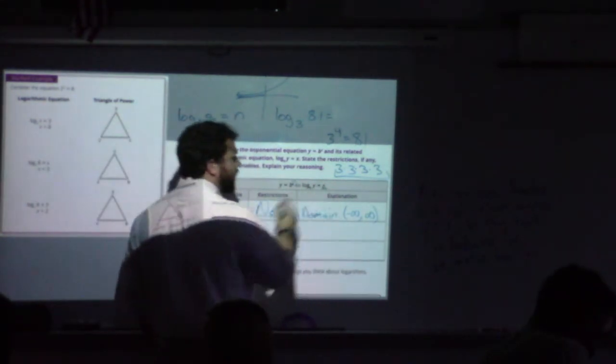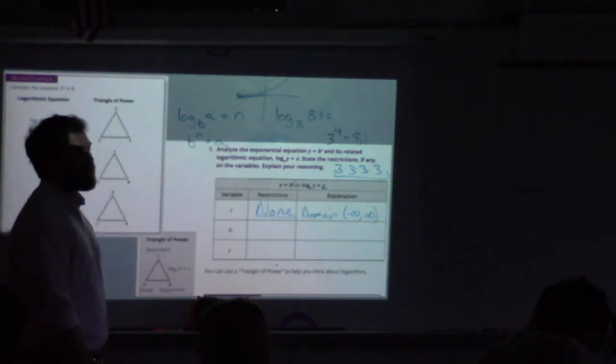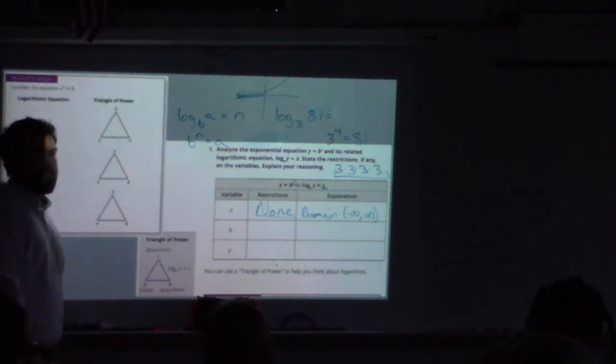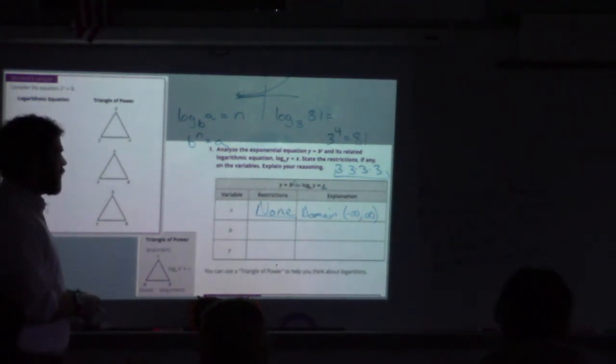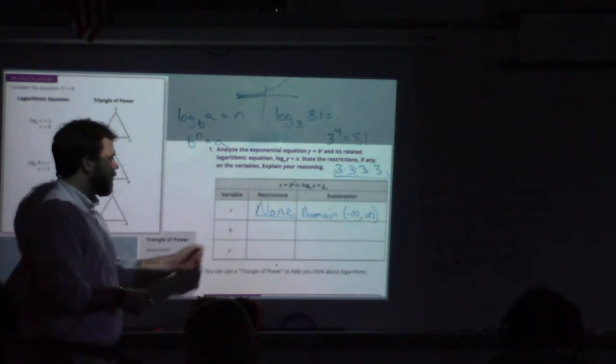Same thing is going to be true for the x in the logarithm. There are no restrictions on it. Okay? Now, what about the base?